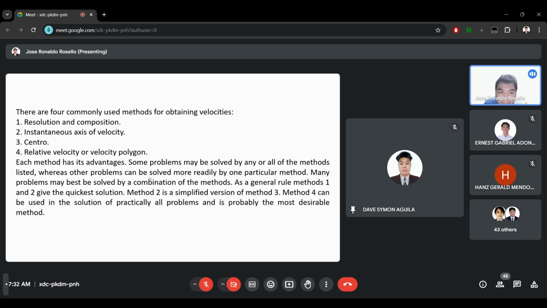In velocity analysis, we have four methods. For today, we will discuss the resolution and composition method. Then by the following week, after the design plate, we have instantaneous axis of velocity. Then we have centro method. And lastly, we have relative velocity. We will have our design plate number 2 after the velocity analysis.